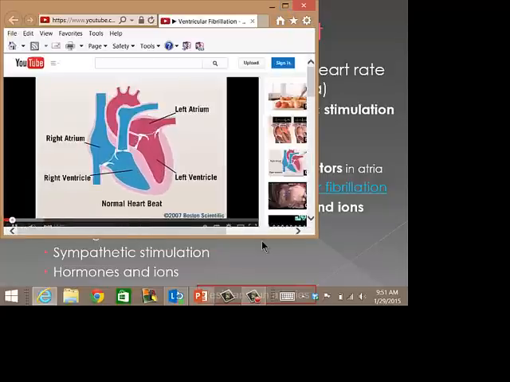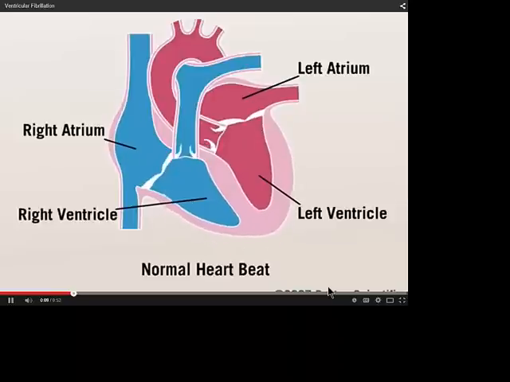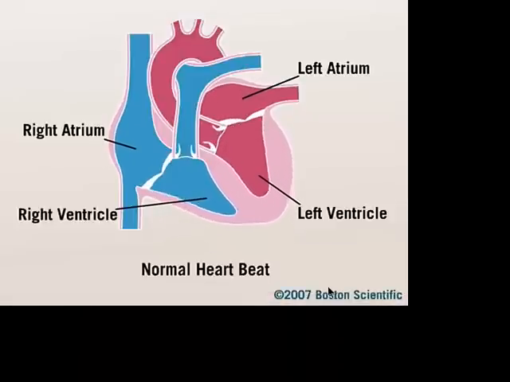The heart usually beats about 60 to 100 beats per minute. With each beat, your heart pushes blood throughout your body. The upper chambers, the atria, contract at the same time. Then the lower chambers, the ventricles, contract at the same time.